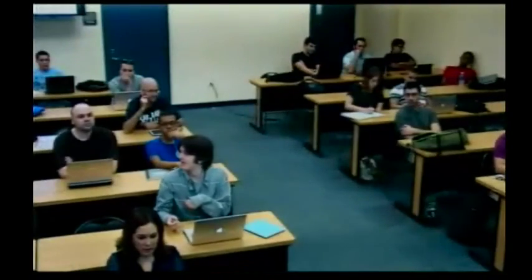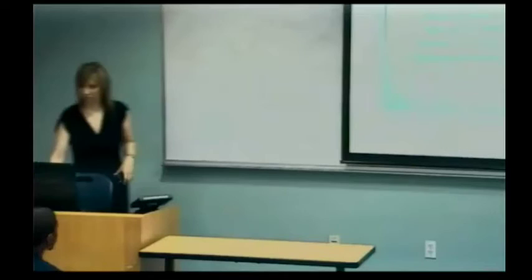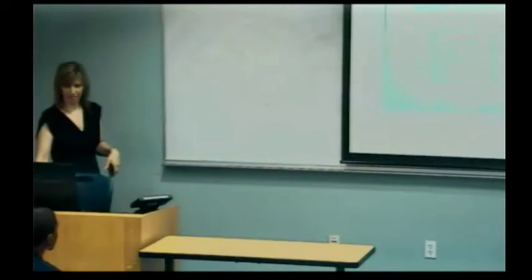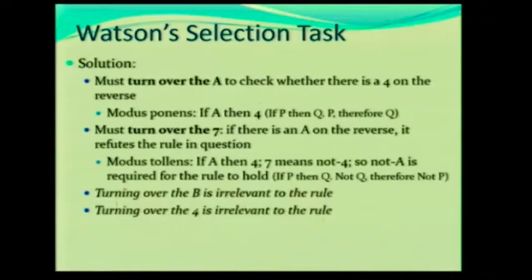Well, no, if the A had the 7, then it would refute the rule, because the A must have a 4. Right. Yeah, but it doesn't say that it can't have anything else. It can have a 4. But it must have a 4. Yeah, it says it must have a 4. So if it has an A, it must have a 4. Right? So we do have to turn over the 7.